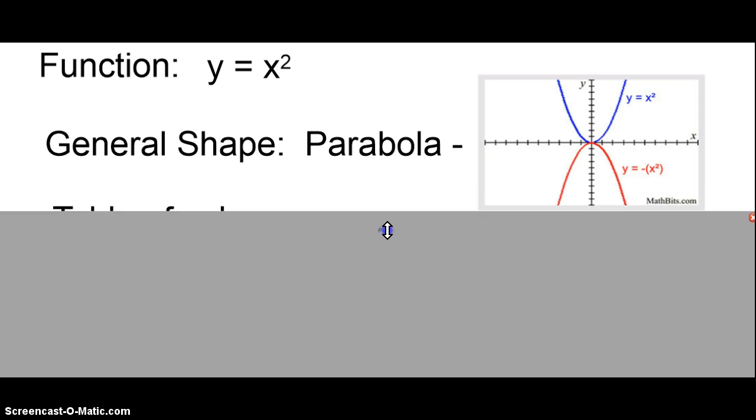If it is a negative quadratic, then the U is facing downwards. It is open to the negative side. Again, it's called a parabola.